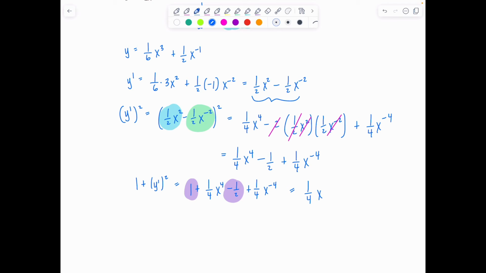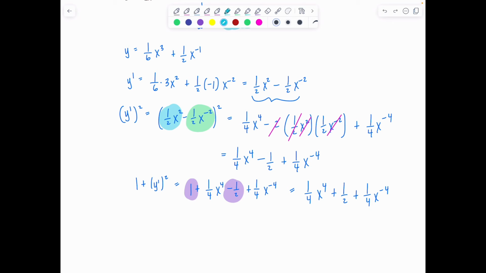So 1/4 x to the 4th plus 1/2 plus 1/4 x to the negative 4th. And I wrote the plus 1/2 in the middle on purpose. Why would I do such a thing? Because I want you to look right here. You probably can't even see that yellow.